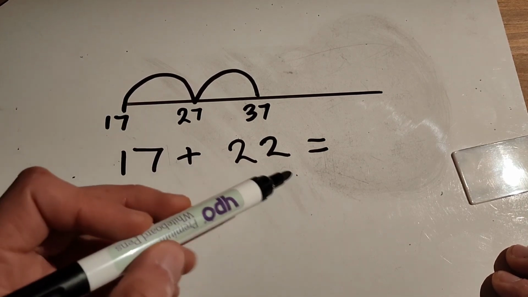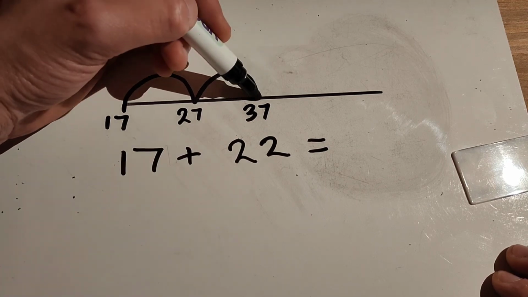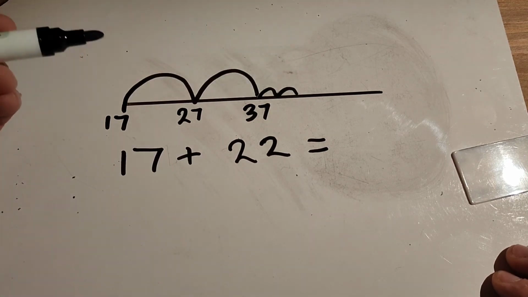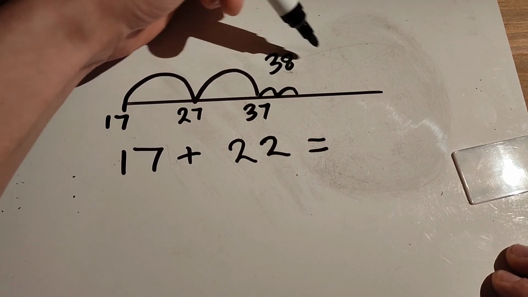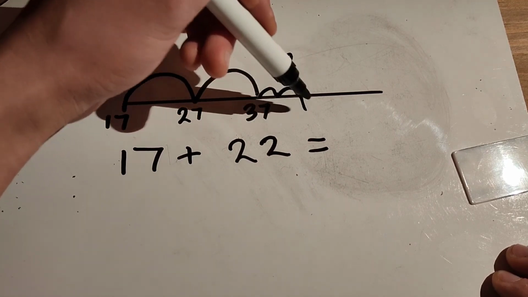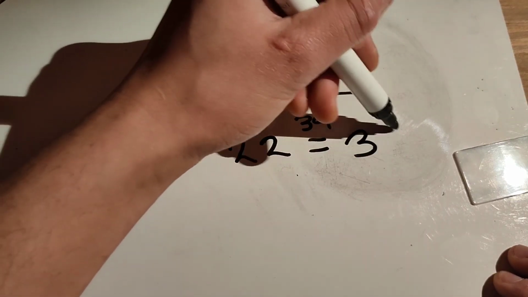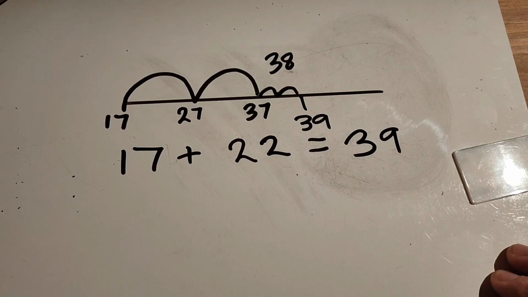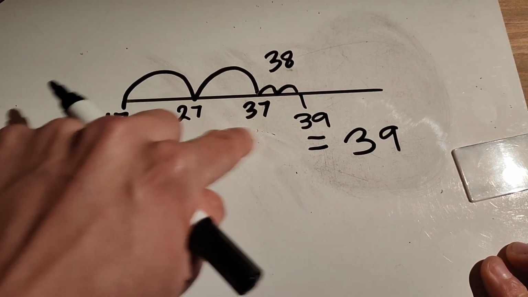But we've still got some ones to add. Got 2 little ones here, so we're going to go 1, 2. So it'll be 37, and then we'd go to 38, and then at the end we'd end up with 39. Our answer is 39.